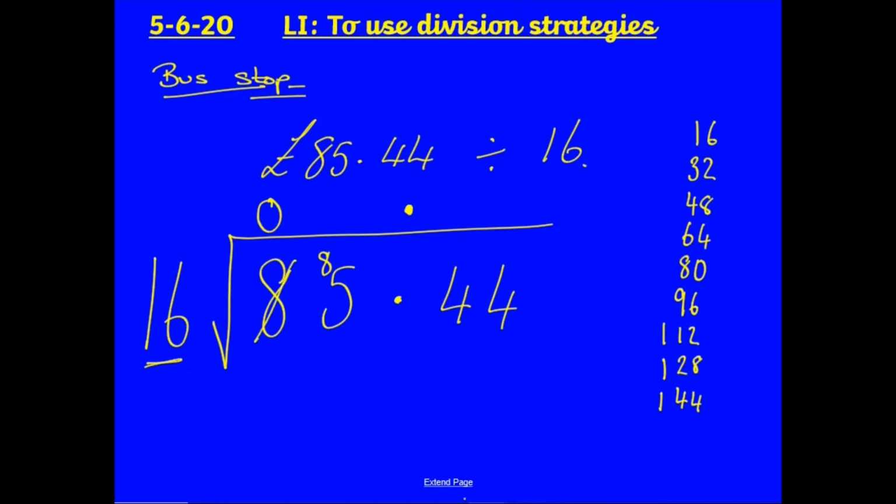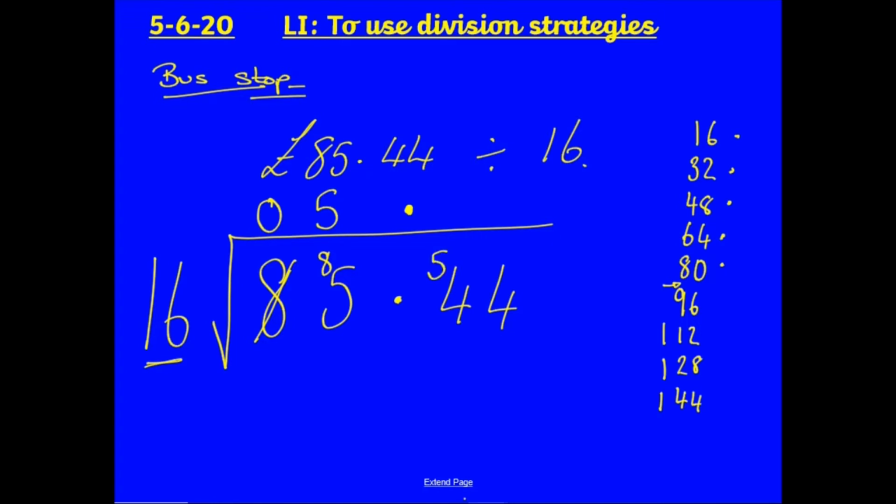85 divided by 16. Well, 85 comes about here in this times table. So the closest number is 80. So that's 1, 2, 3, 4, and 5. And then from 80 to 85, what is my remainder? Well, it's a remainder of 5 as well. So 85 divided by 16 is 5, remainder 5.